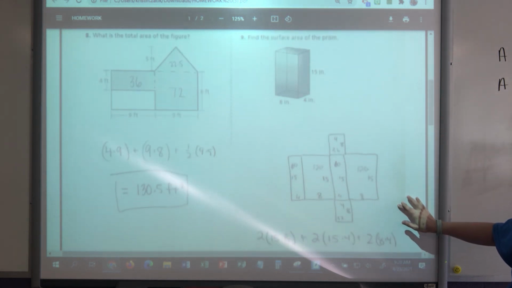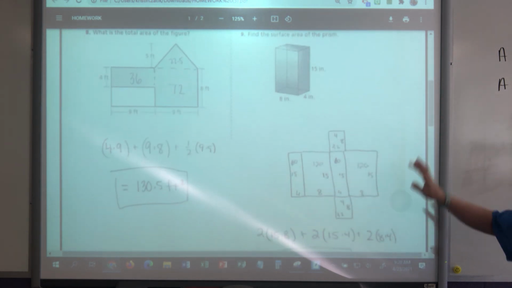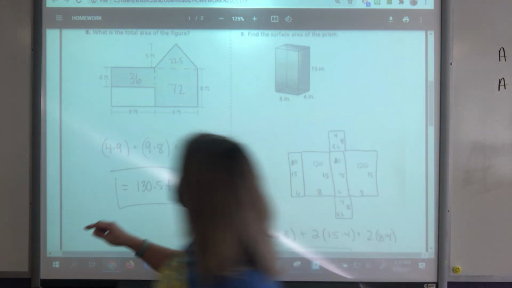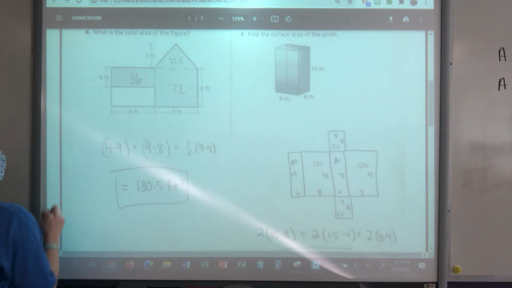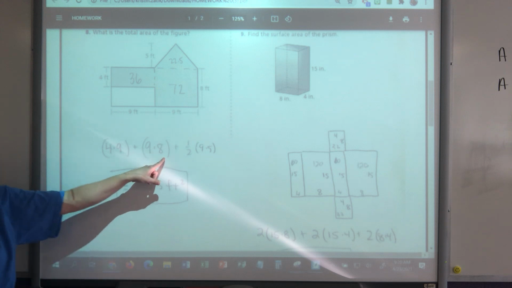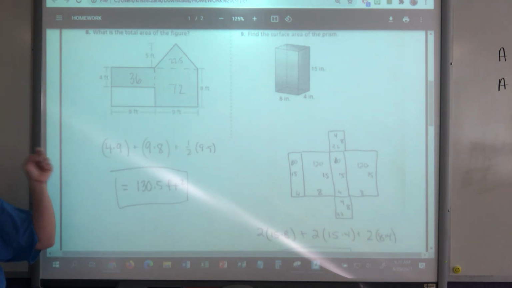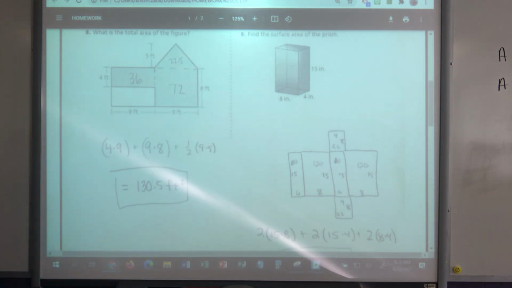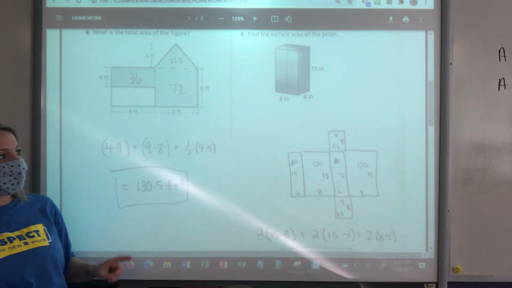Okay, so here is 8 and 9. Number 8 was another composite shape, a rectangle, another rectangle, and then also a triangle. So my first rectangle was 9 by 4, so 9 times 4. My second rectangle was 9 by 8, so 9 times 8. And then our triangle had a base of 9 and a height of 5, so 1/2 times base times height.